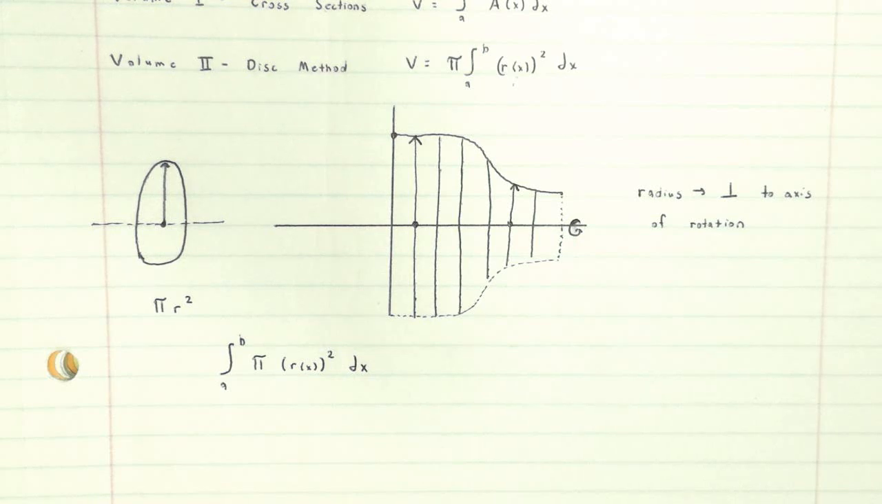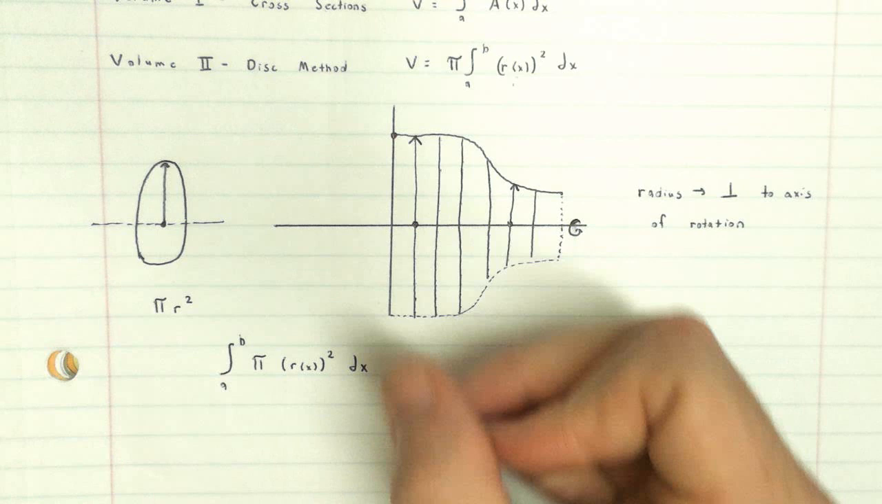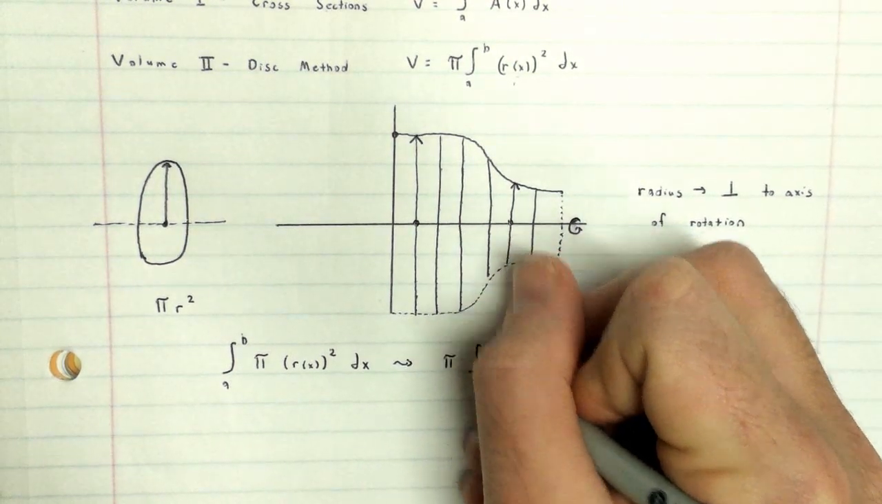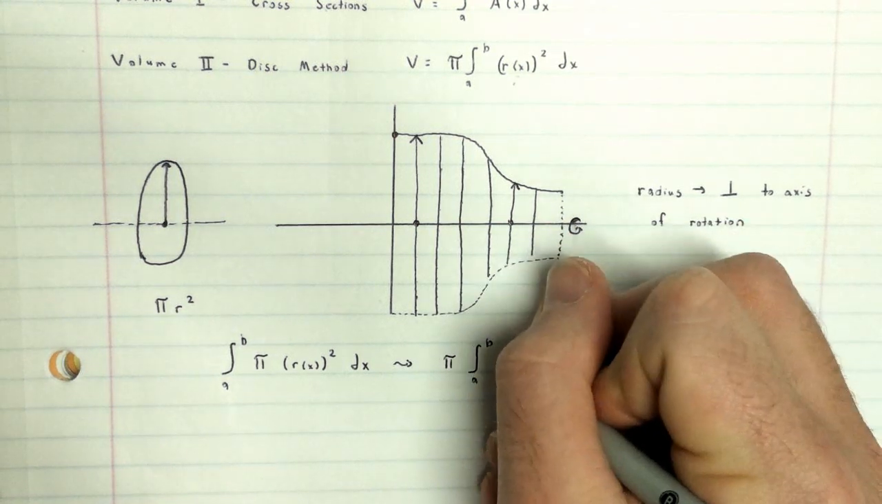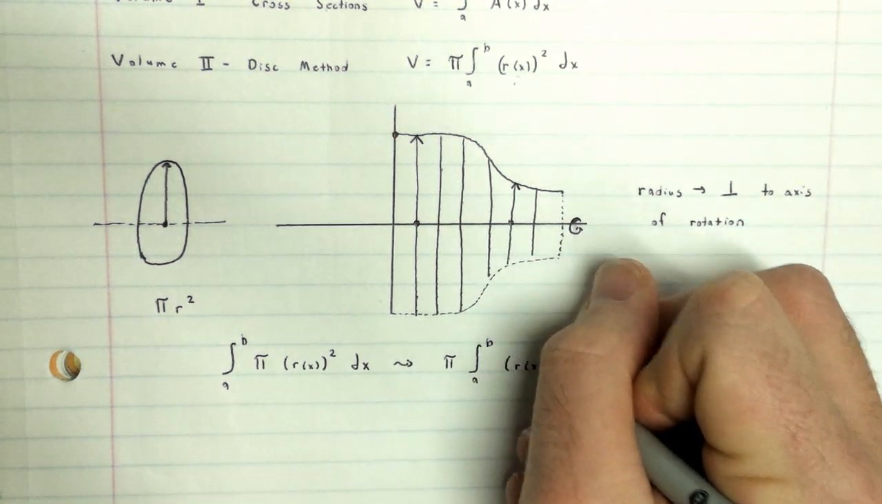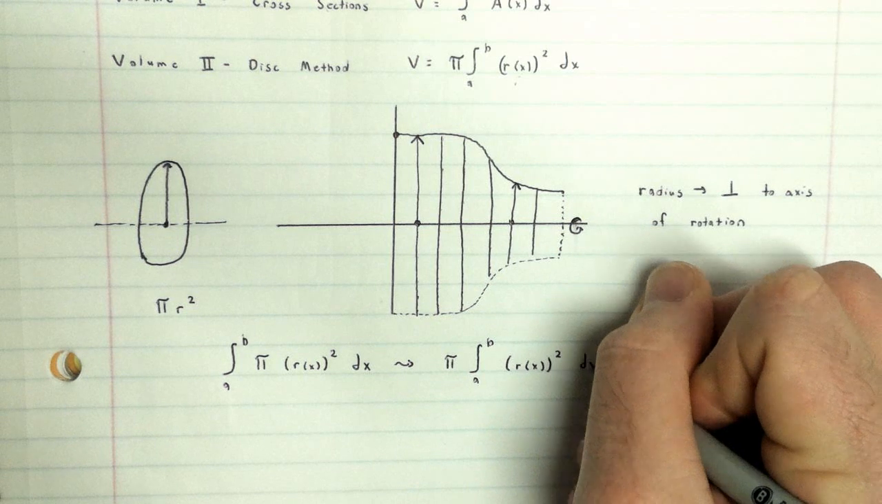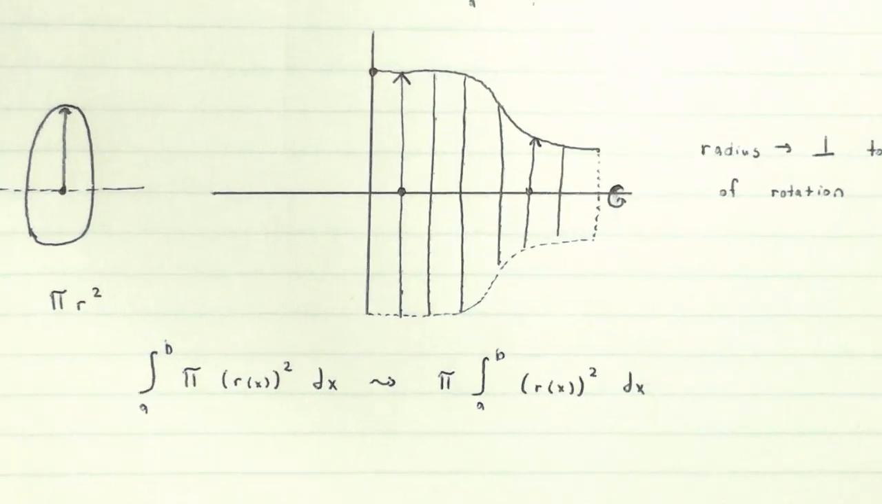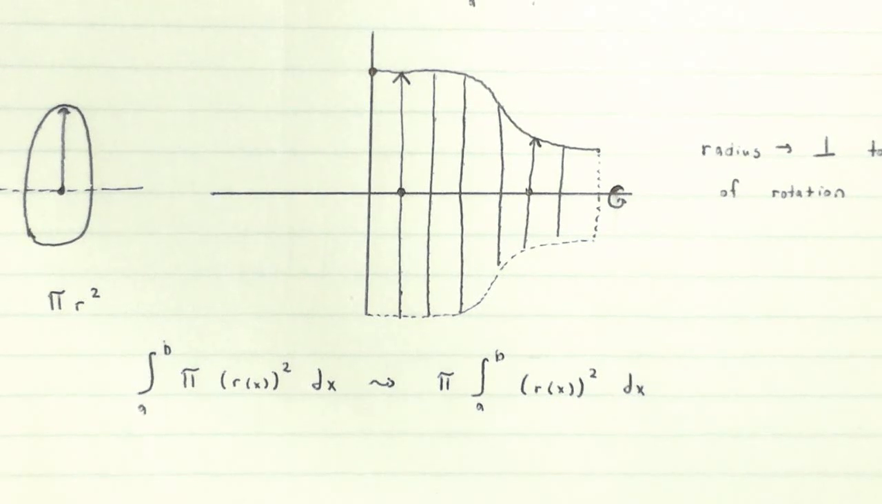Pi is just a constant. Where can it go? Up front. So really this is pi times the integral a to b of the radius squared. Really, if you can't visualize these, it's not the worst thing in the world. You have an equation, draw the picture, find the radius, plug it in. It is simply just a plug and chug equation, if you want to think about it like that.